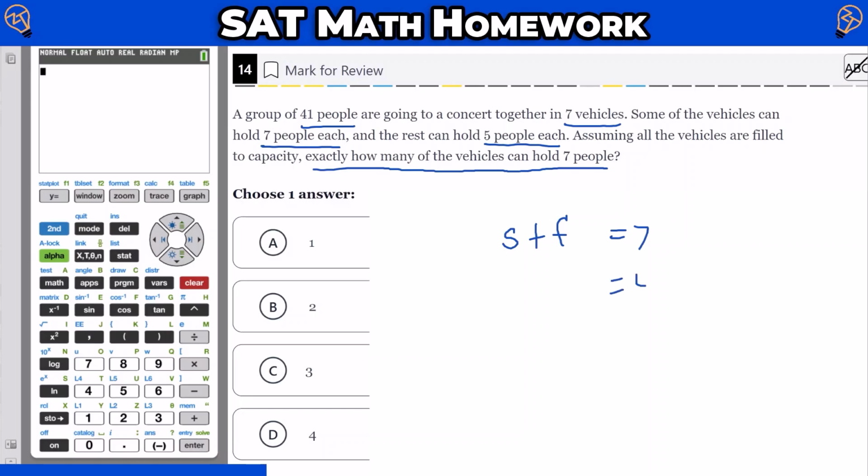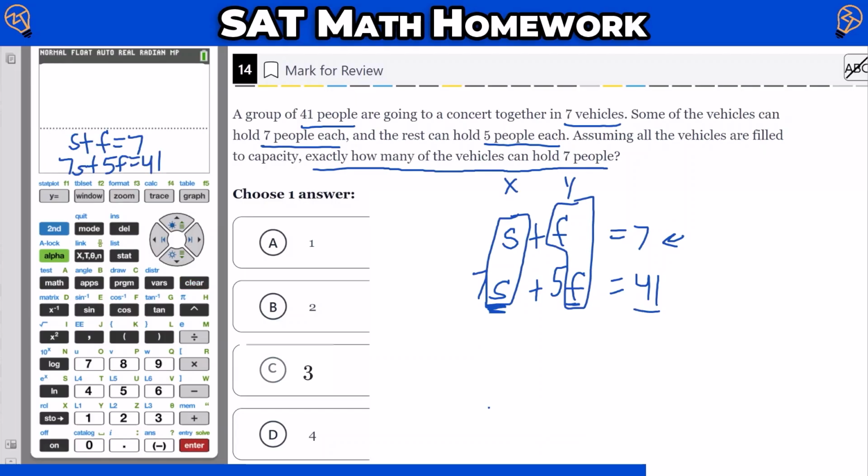Now, let's go to the equation that has to do with the number of people in these vehicles. We know there's 41 people total, just like there were 7 vehicles total for the previous equation. And as is typical with a system of equations, we're going to take these same exact variables, but instead we're going to put in front of them the number of people that can fit in each of the vehicles. So we know that there can be 7 people in each of these vehicles, however many there are. So we multiply those together to figure out how many people there are in total in those vehicles. And we know that there can be 5 people per vehicle in each of these vehicles for a total of 41 people. So now we have our system of equations.